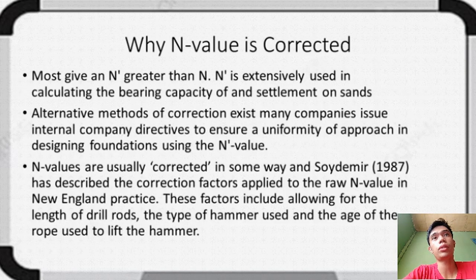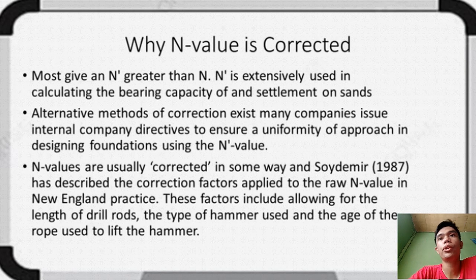So next, let us discuss why the n value is corrected. Why do we need to correct the n value? Most give an n corrected greater than n. N corrected is extensively used in calculating the bearing capacity of foundations on settlements and sand. So the n corrected value is what engineers base on in calculating the bearing capacity before constructing buildings.